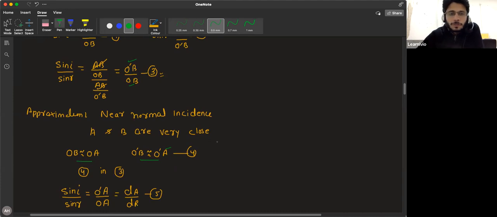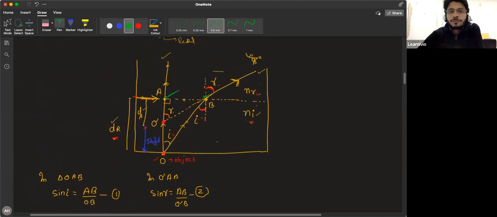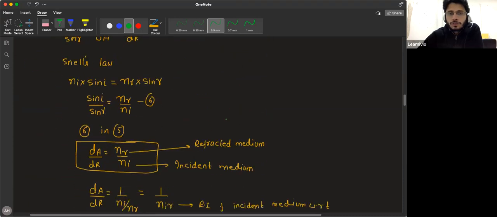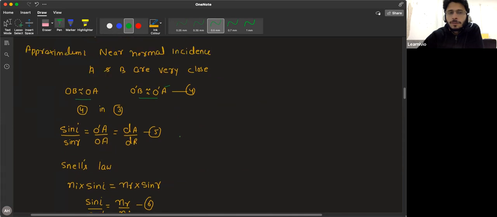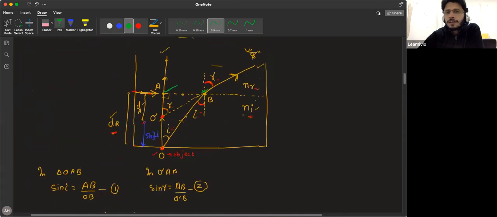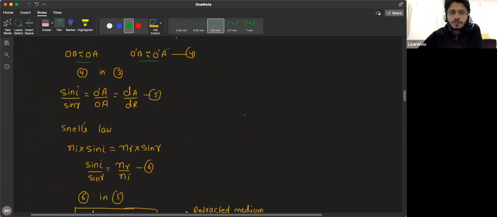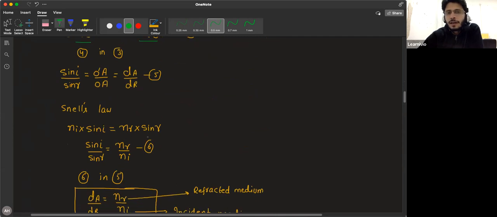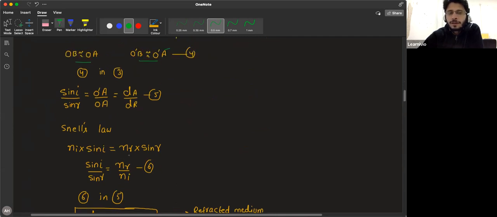You are there. Just apply Snell's law and tell me how much is sin i by sin r in terms of refractive indices. What is sin i by sin r? Sir, Ni by Nr. No, Nr by Ni. It's always refracted by incident. Applying Snell's law in product form, the incident medium has refractive index Ni, so you write Ni sin i equals Nr sin r. So sin i by sin r is Nr by Ni.